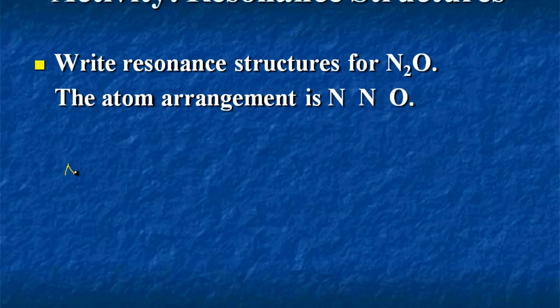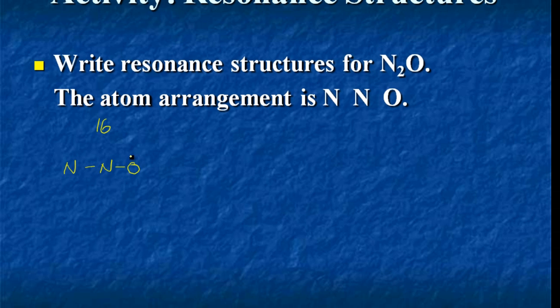So let's start with the first one. This is the atom arrangement. How many valence electrons do we have in N2O? Nitrogen is in group 5, 2 of them, so 10, and oxygen is in group 6, so in total we have 16 valence electrons. Okay, so we connect them with a single bond. So we have used 4 electrons. We have to put another 12 electrons in the picture, right?